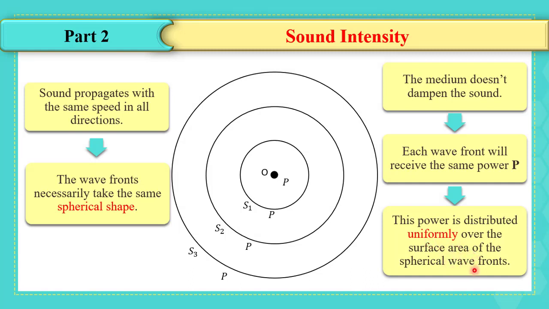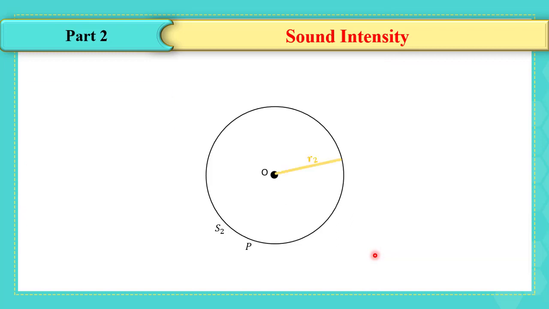But what does it mean that the power is distributed evenly over the surface of the spherical wavefront? To understand better, we take a single sphere. It is the sphere of radius r2 with surface S2, and which completely receives the power from the source.